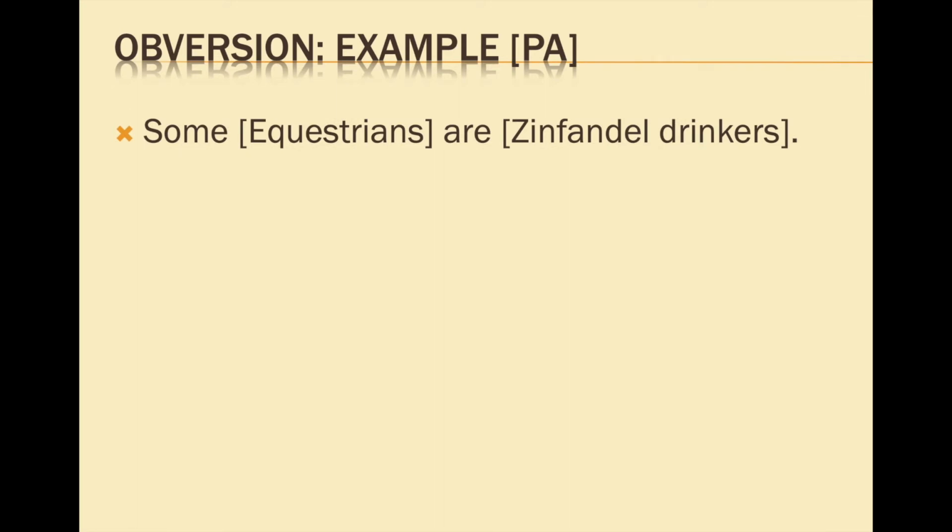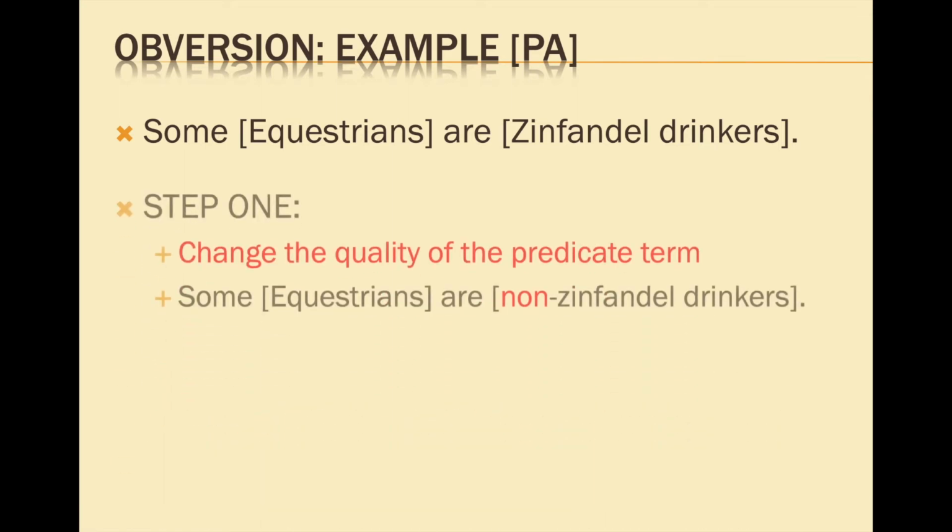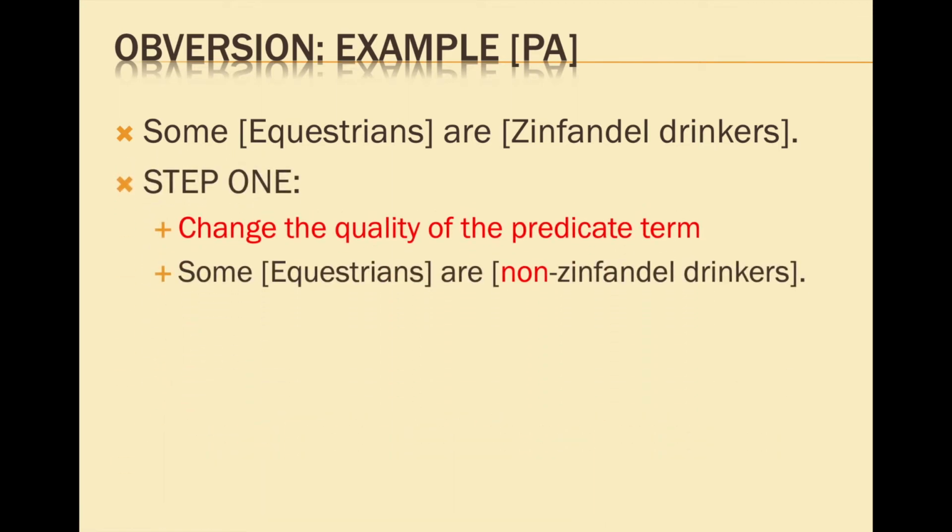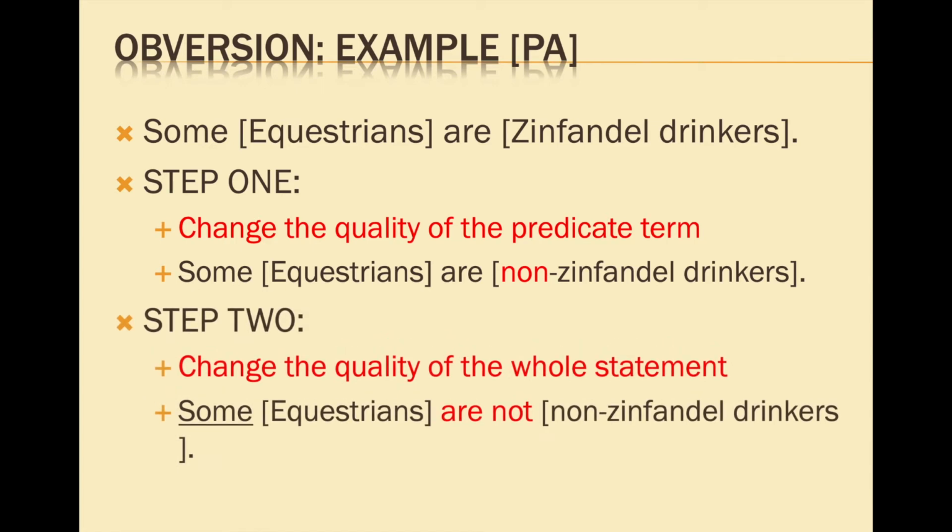So then here's an example for particular affirmatives. Some equestrians are Zinfandel drinkers. We change the quality of the predicate term, so Zinfandel drinkers becomes non-Zinfandel drinkers. Equestrians, the subject term, always remains the same in obversion. So we change the quality of the predicate term, then we change the quality of the whole statement. The "some are" statement becomes "some are not." And so the logically equivalent statement would be: some equestrians are not non-Zinfandel drinkers.